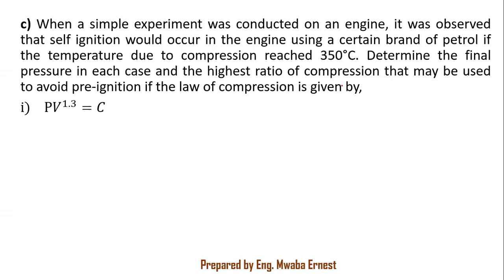So we're calculating two things. Number one is the final pressure. The second thing we're looking for is the volume ratio, the ratio between V1 and V2. So given those two conditions, the first one, we're using PV power 1.3 is equal to constant, or PV power 1.4 equals constant.